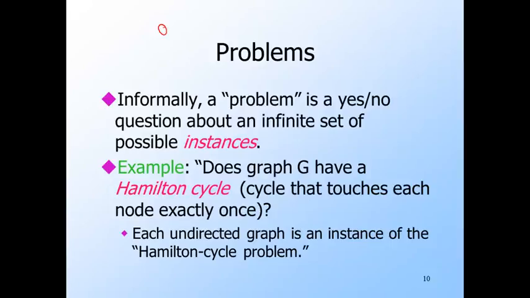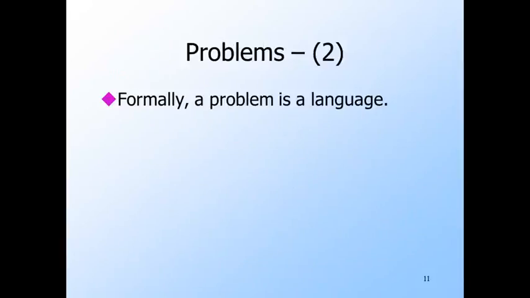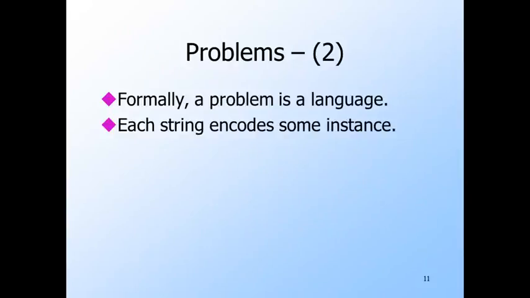For example, here's a graph that happens to have a Hamilton cycle. It's also got some other edges here and there. But the important thing is it does have the Hamilton cycle in which every node appears once. So formally, a problem is simply a language over some alphabet sigma. Each string in sigma star can be viewed as an instance of the problem once we decide on an encoding for instances as strings. We'll see a number of examples of these encodings, but we already saw one when we encoded Turing machines as binary strings.